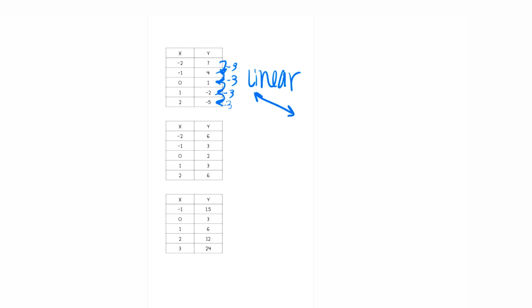Now, in the second table, if you notice, we have this 2 in the middle, and then we have 3 on either side, and we have 6 on either side. Because these values are the same for both the negative and positive x, it's going to look like this on the graph. So this is a quadratic function.